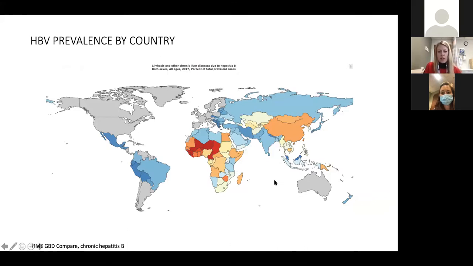Although I will say, just by the numbers, China has the highest number of people infected with hepatitis B, and a lot of the people that we see in our hepatitis and liver clinic here at Harborview have immigrated from China or parts of Southeast Asia, where they've been perinatally infected with hepatitis B.